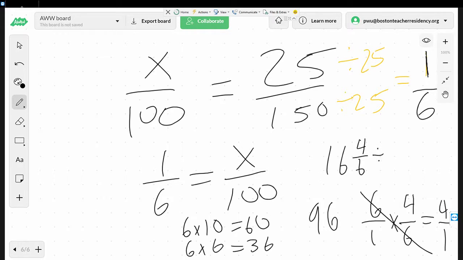Or if you simplify by dividing by 2, we get 16 and 2/3%. This is what you have to do when you do not have easy multiples of 100. But I'm going to give you one more easy problem that will have those factors.